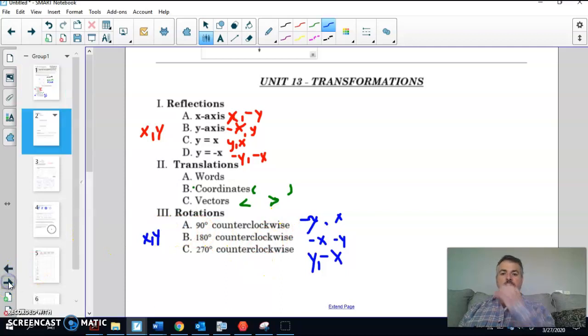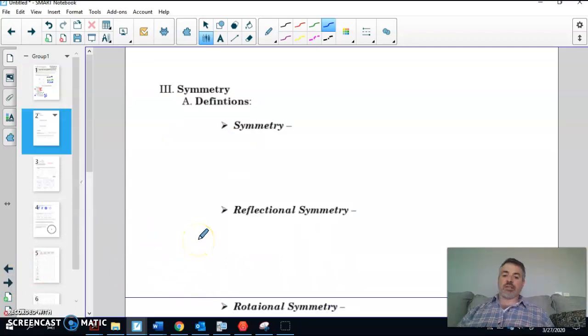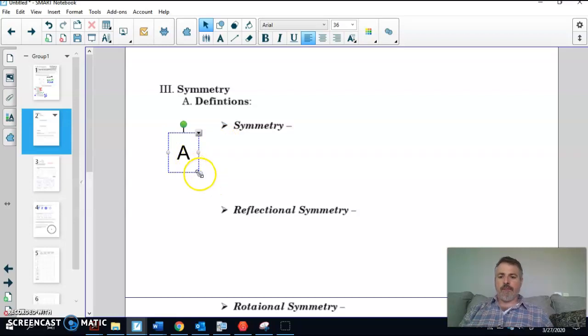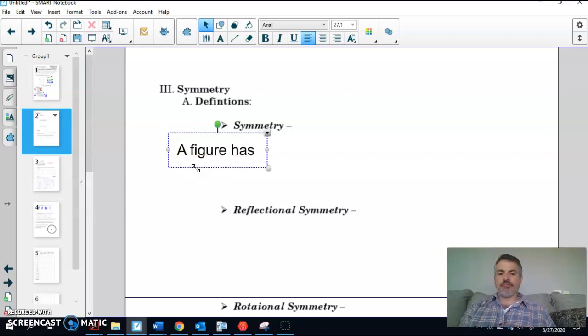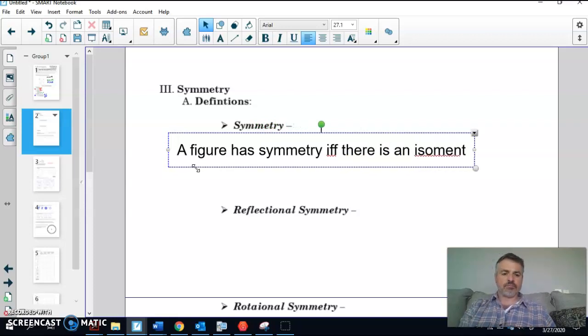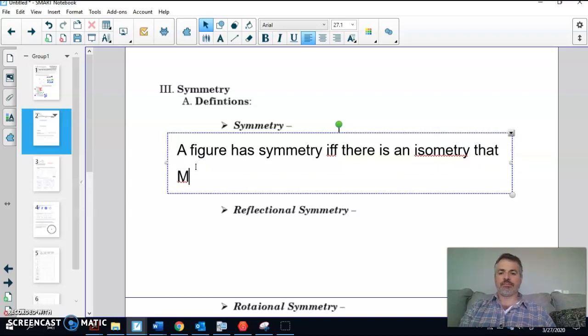So today we're going to continue on and look at the concept of symmetry itself. A few definitions. Symmetry itself, I'll type this in so you can read it. We'll say a figure has symmetry if and only if there is an isometry that maps onto itself.